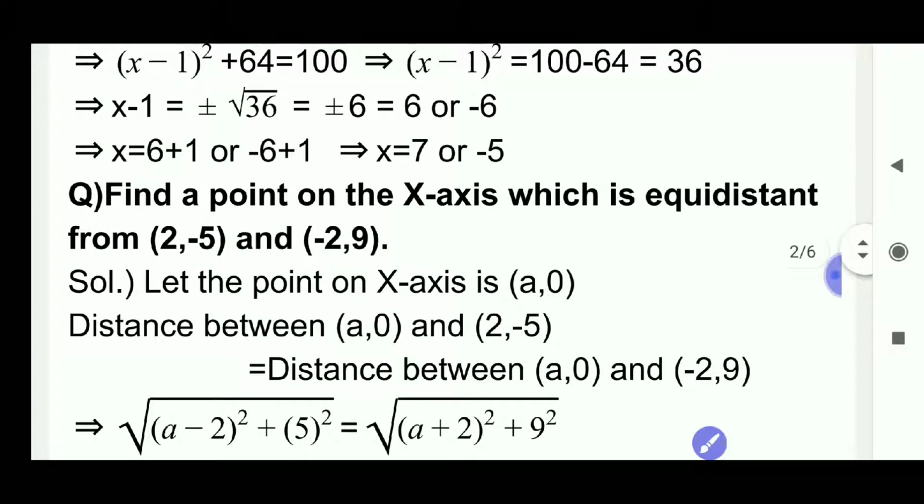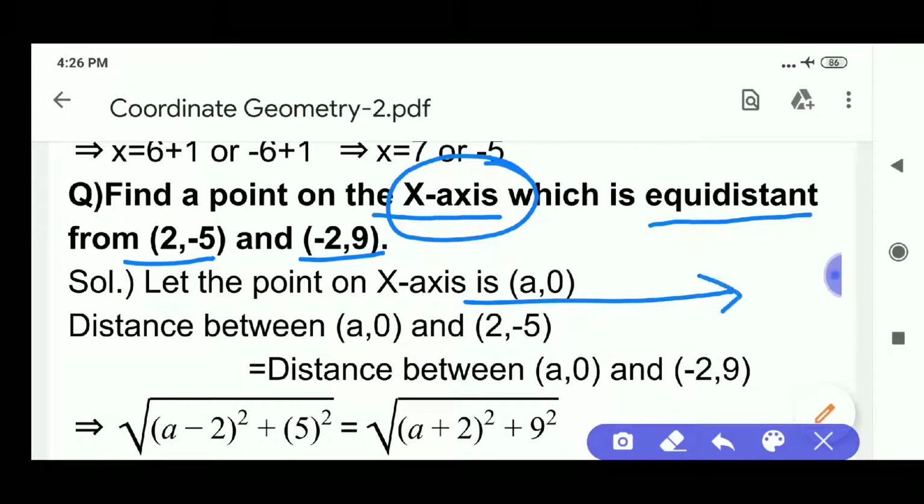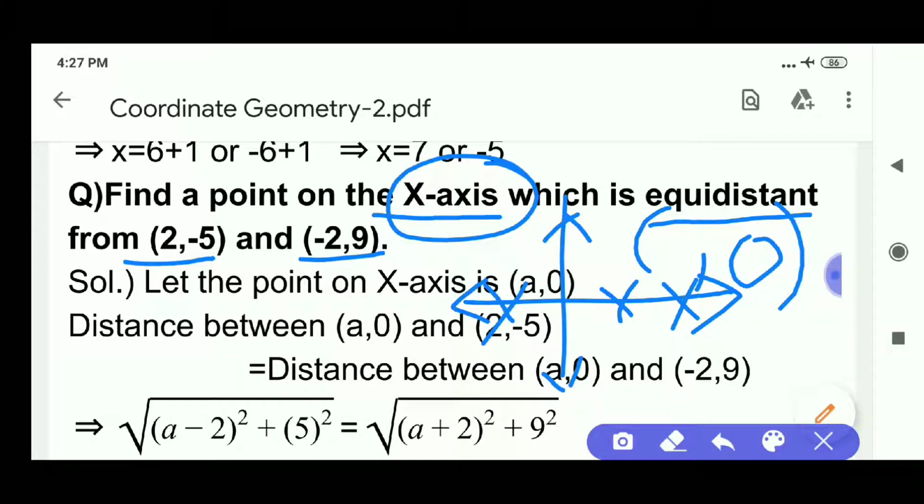Let us solve one more important question. Find the point on the x-axis which is equidistant from (2, -5) and (-2, 9). Where is the point? It is on the x-axis. What is the characteristic of a point on the x-axis? You know that every point on the x-axis has its y-coordinate always 0. What about the x-coordinate? It may be any number a.